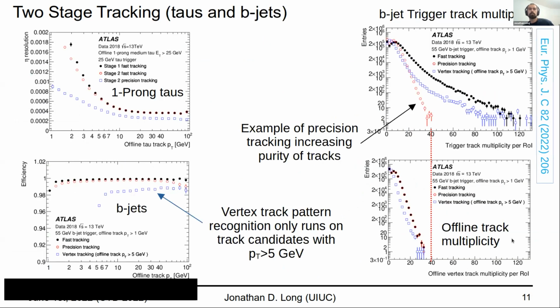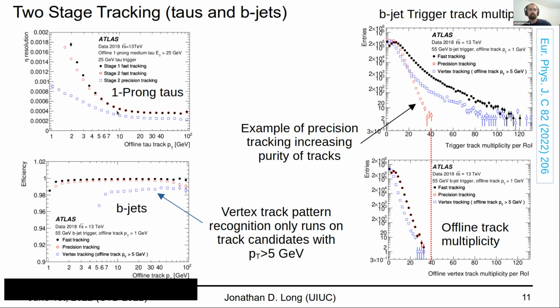We can also take a look at the performance for taus and b-jets. So on the top left here, this is looking at the resolution for tracks versus tau track pT. Again, you see that the resolution improves nicely when moving from fast tracking to precision tracking.